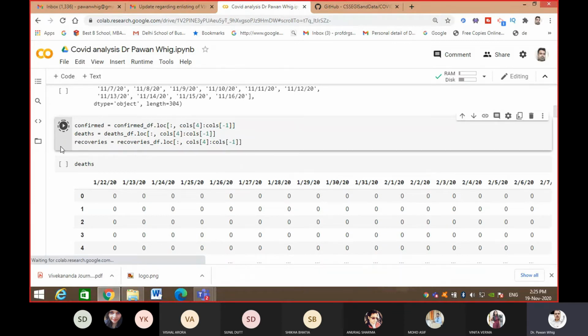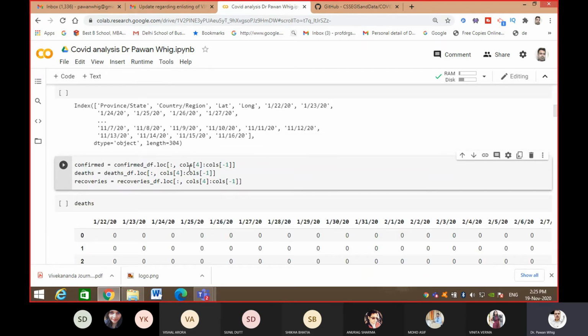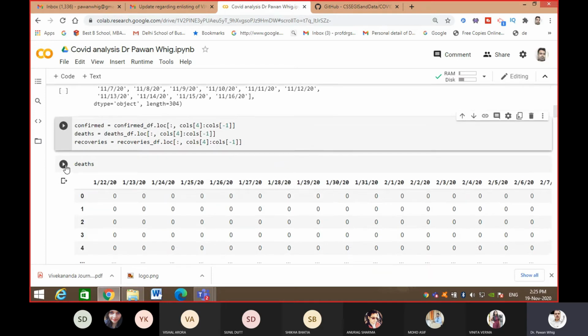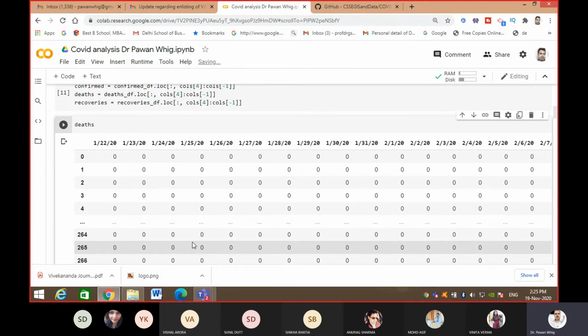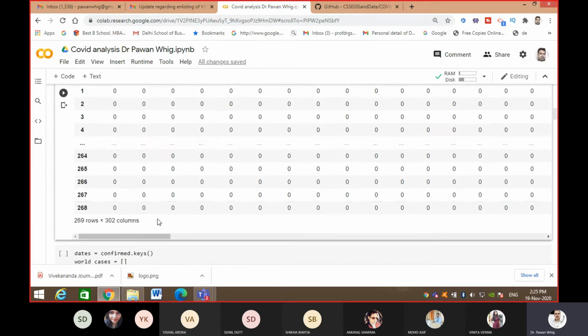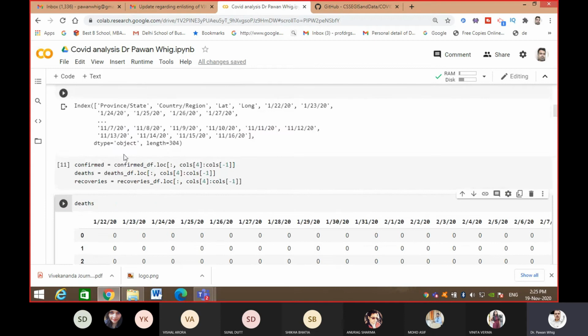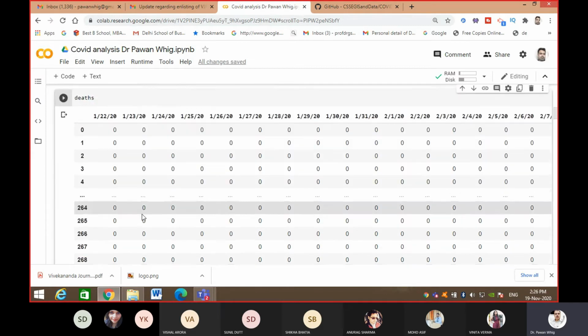Now if you want to see the number of deaths, recoveries, or confirmed, let us select the column confirmed, deaths and recoveries. If you want to see the deaths only, this is the deaths record of all the countries. Similarly, if you want to see the recoveries or confirmed, you can just type confirmed or recoveries. You get the data set regarding the particular column that you selected.